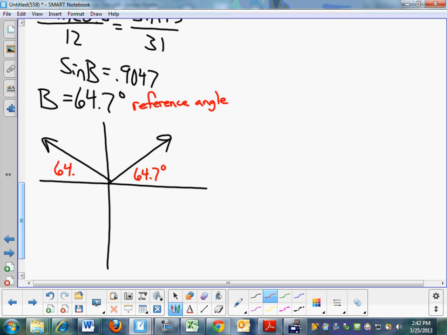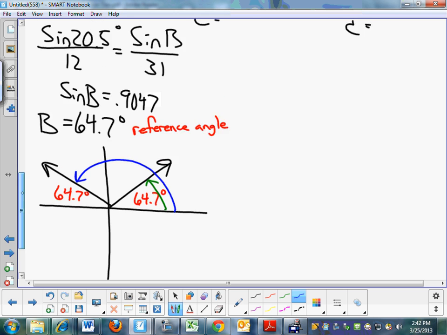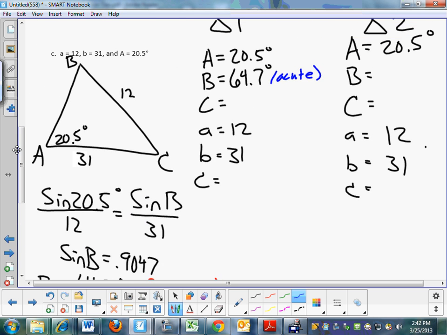So you got one here as well. You got one in the first quadrant, you got one in the second quadrant, because that's where sine is positive. One of the angles is 64.7. The other angle is this right here. How can I figure out that blue angle? Subtract it from 180. So that's all you do. You just take whatever your reference angle was, you subtract it from 180. What's 180 minus 64.7? So that would be this one over here, 115.3 degrees. That's the obtuse one.